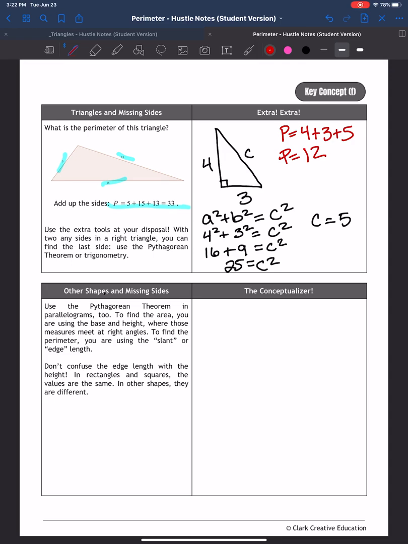Now, when you have other shapes, you can use the Pythagorean theorem as well. So for example, if we have a parallelogram, so here's my parallelogram. I am going to draw a dotted line because now I'm making a right triangle. I know that this is 3 and this is 3. If this and this is 3, this top line, which is the total length of that, will be 6.